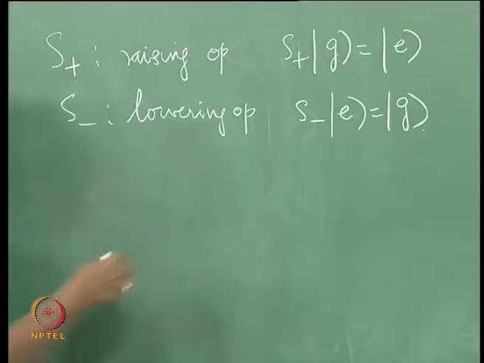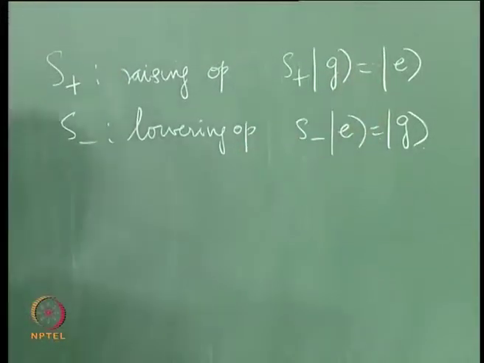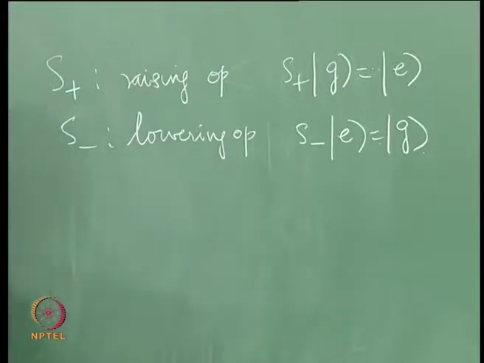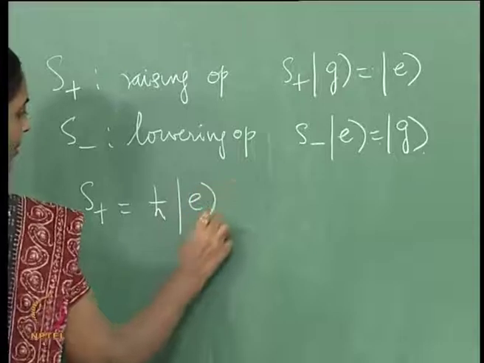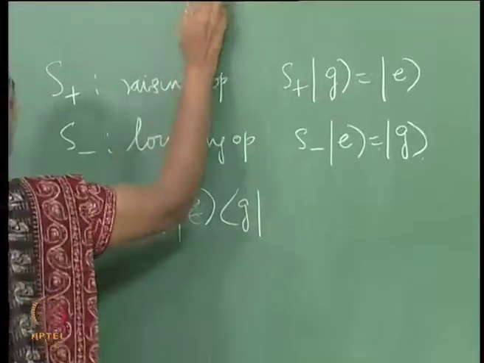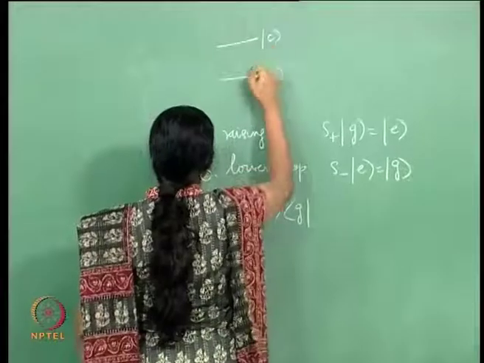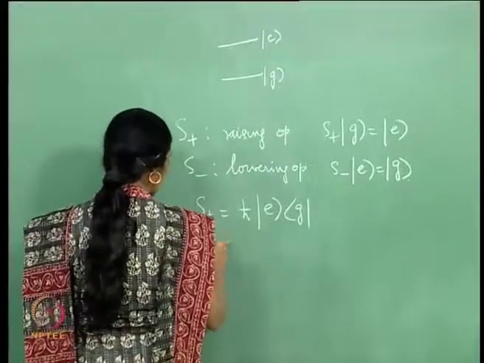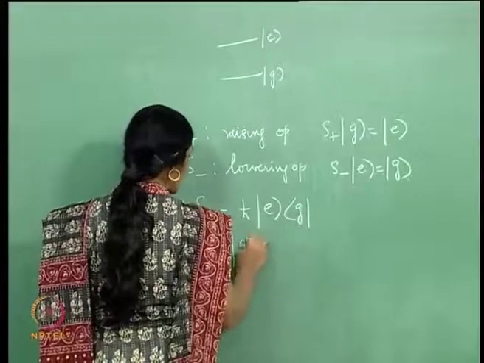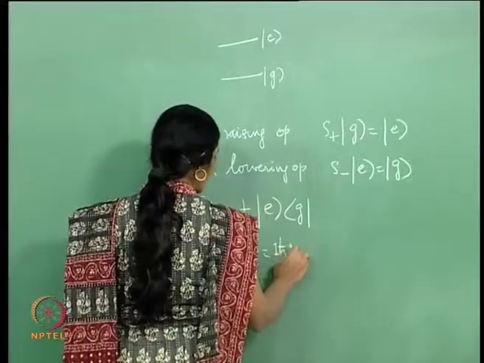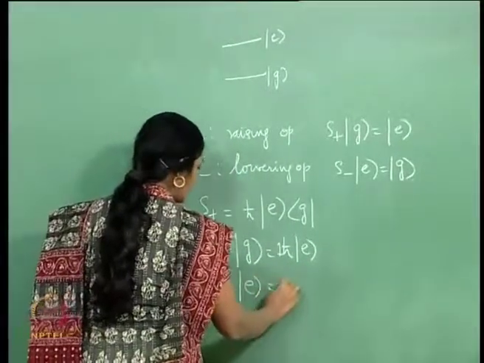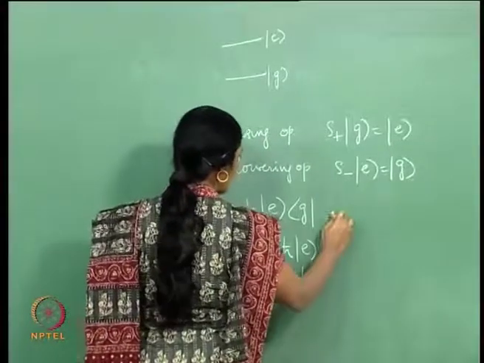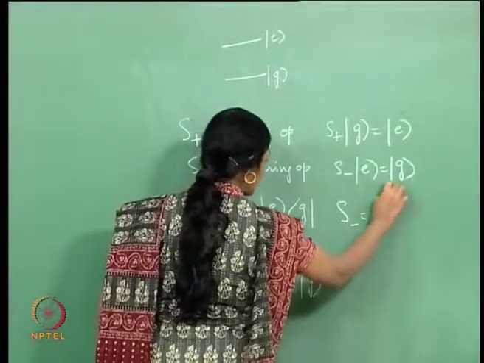We can easily find out the physical significance of the coefficients here. If you go back to the two-level atom problem, you will see that S plus was defined as H cross Eg. Let us recall that these were the two levels, and S plus acting on G gave me 1 H cross E, and S minus acting on E gave me 1 H cross G. S minus being the dagger of S plus.